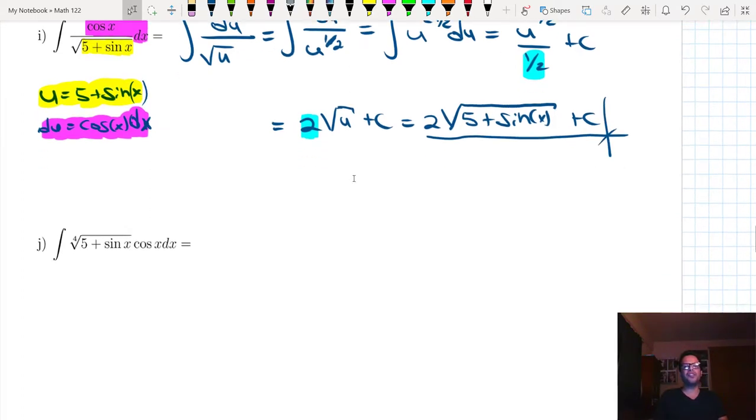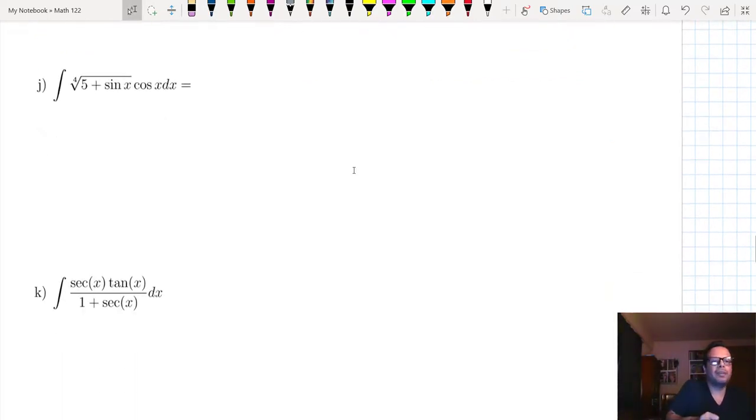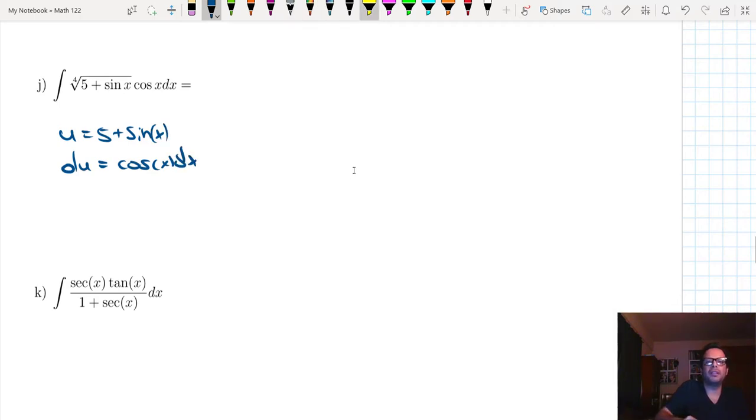Let's do another one. Letter J. We are going to take the same u. U equals 5 plus sine x, du will be cosine x dx. Again, highlight. U will replace 5 plus sine x, and du will take the place of cosine x dx. Let's highlight that as well.